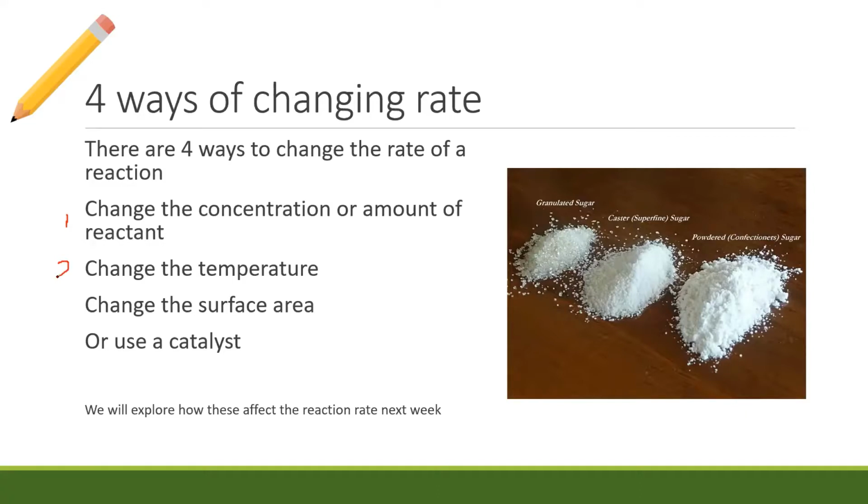The second one is temperature. If you want a reaction to go faster, for example, you could get bread to rise by just leaving it out on the table. But if you put it in a warm place, that bread will rise faster. If you put it in an oven, then you can bake it. That bread will rise even faster still.